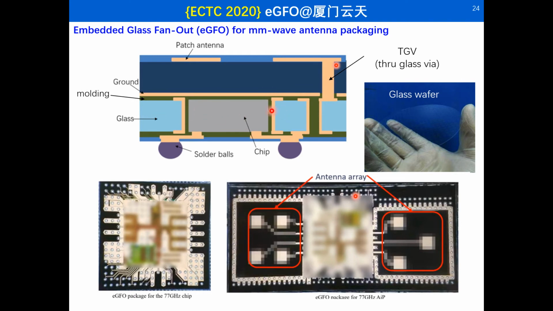Then molding compound is used to fill the space between them. Then RDL and fan-out for the interconnects. Another technology used here is through glass via to connect the antenna patch with chips. We can see the fan-out solder balls and RDL, and we can see the antenna arrays used here.